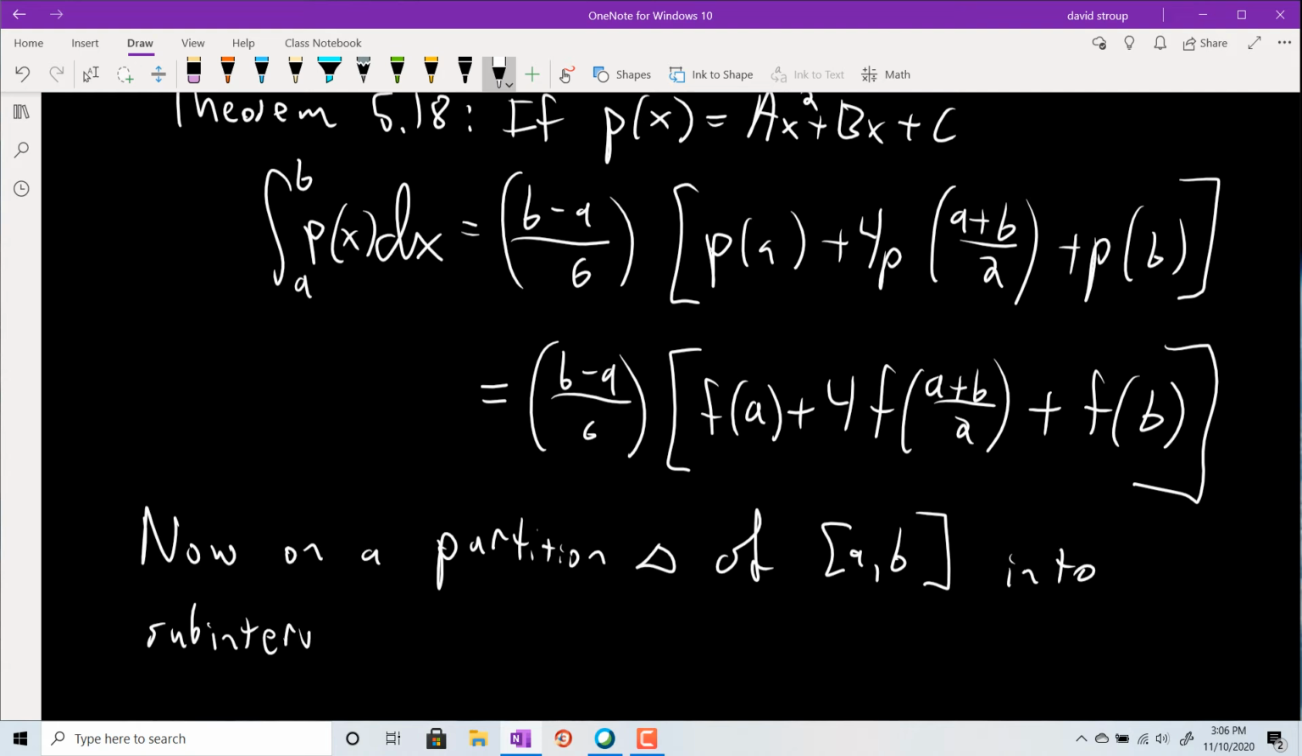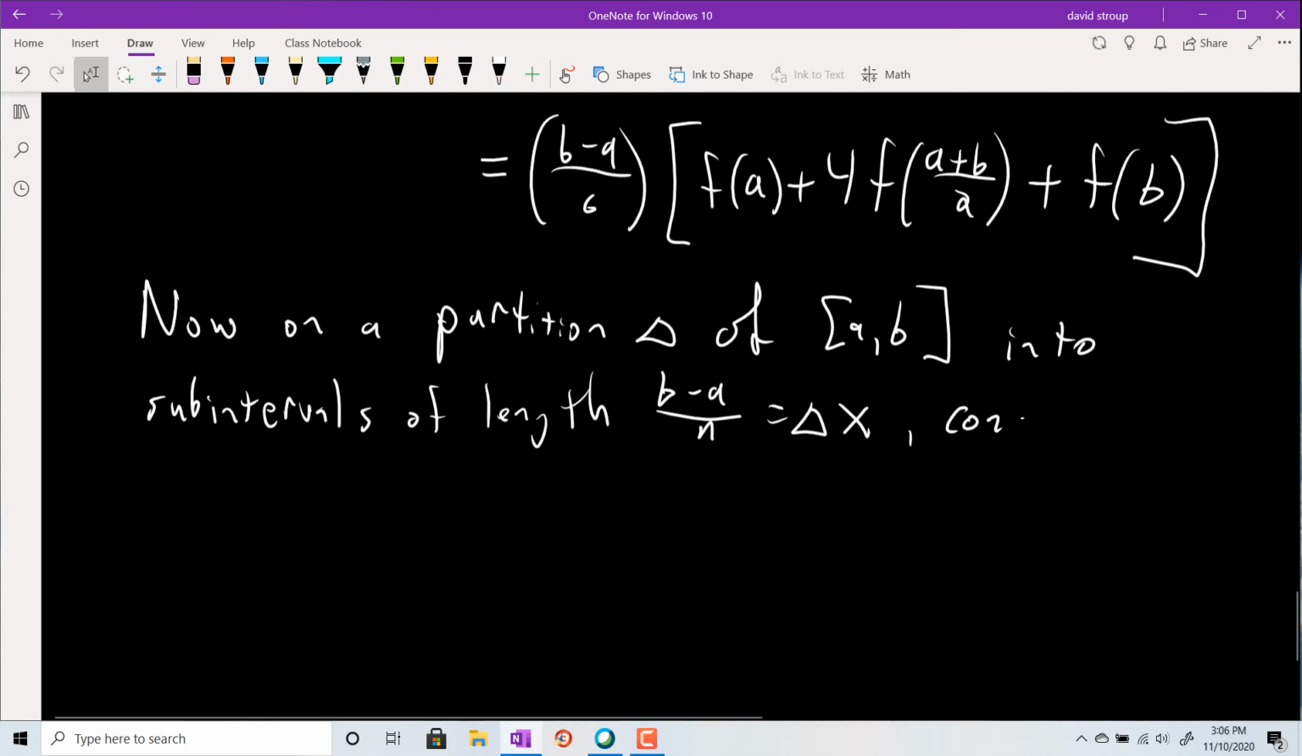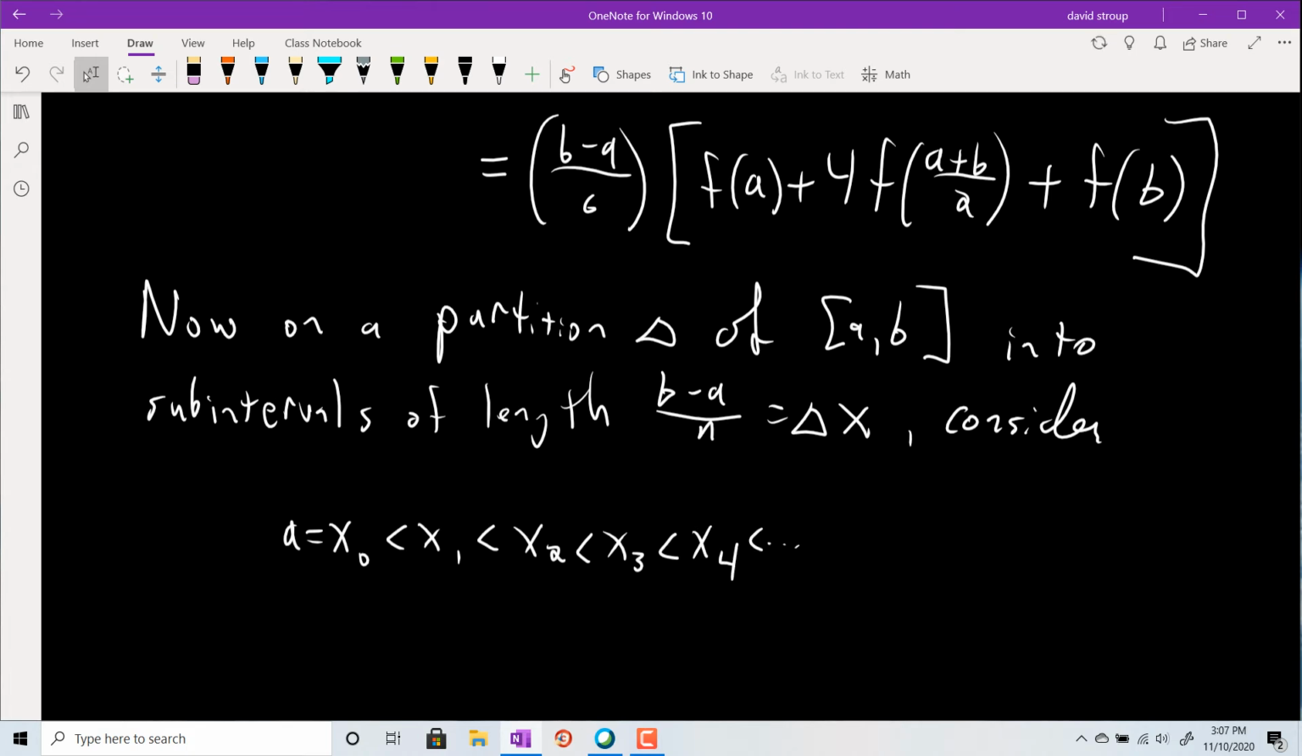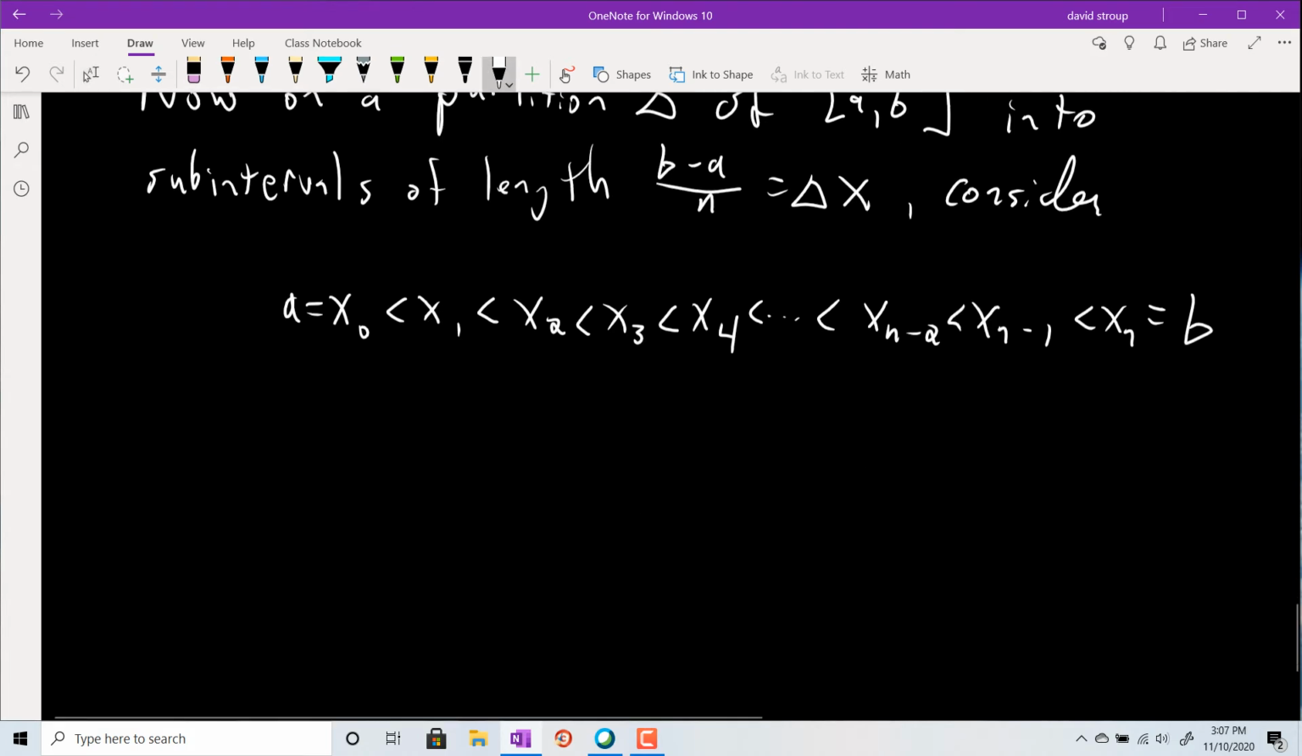So intervals of length b minus a all over n, which of course is the change in x thing. Consider then the partition. So we have, of course, a equals x sub 0 less than x sub 1 less than x sub 2 less than x sub 3 less than x sub 4 less than dot dot dot less than x sub n minus 2 less than x sub n minus 1 less than x sub n equals b. So that would be our partition on the x-axis underneath the curve there.